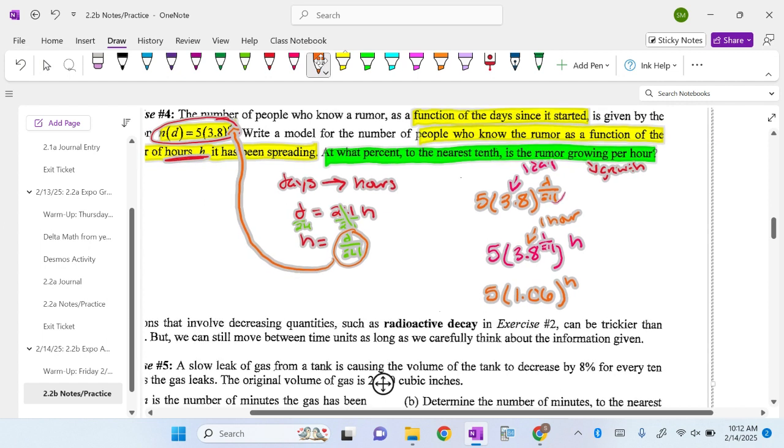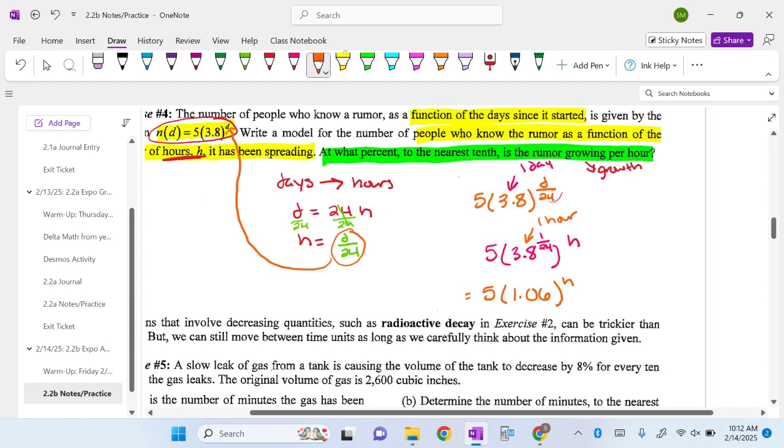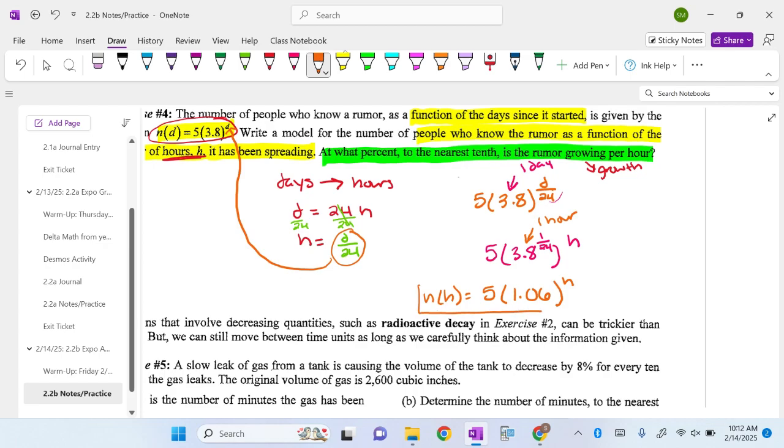So this is our function in terms of hours. So we can say N of H is equal to 5 times 1.06 raised to the H power. So this is our function. All right. Now, how do I get my actual rate of growth from this function?